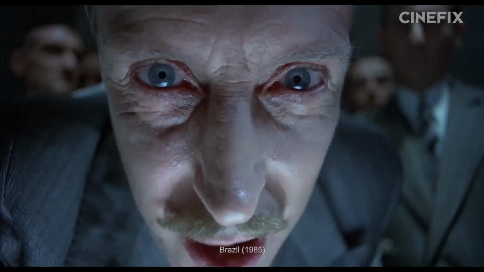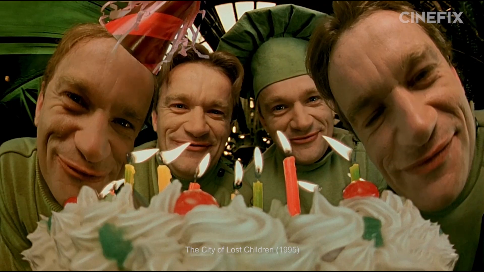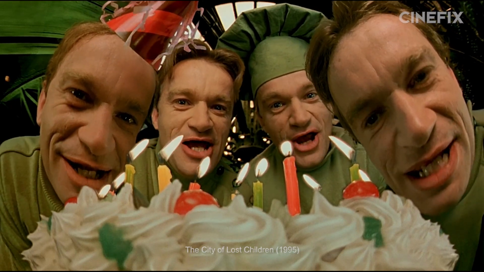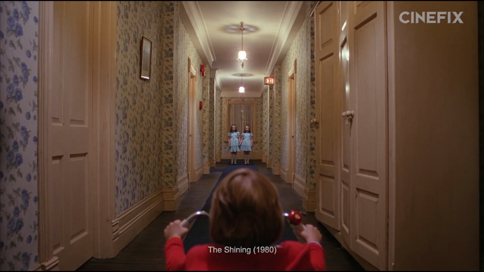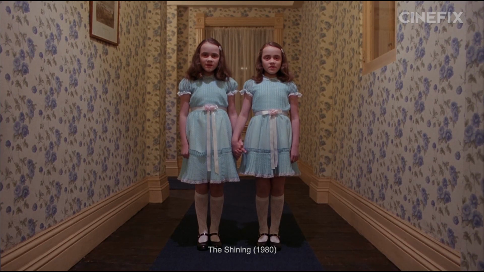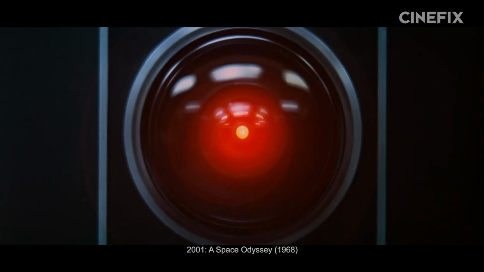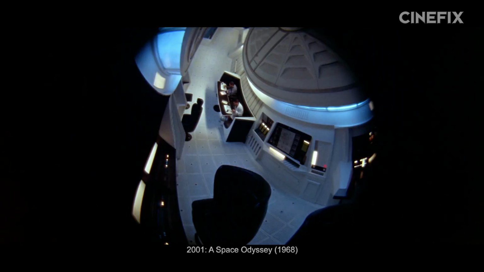Jean-Pierre Jeunet and Terry Gilliam are probably the filmmakers who use this grotesque up-closeness to its best effect, as in some of our favorite shots like these. And Kubrick cuts it in for terrifying closeness in The Shining, and for its otherworldly all-seeingness as the view of Hal in 2001: A Space Odyssey.